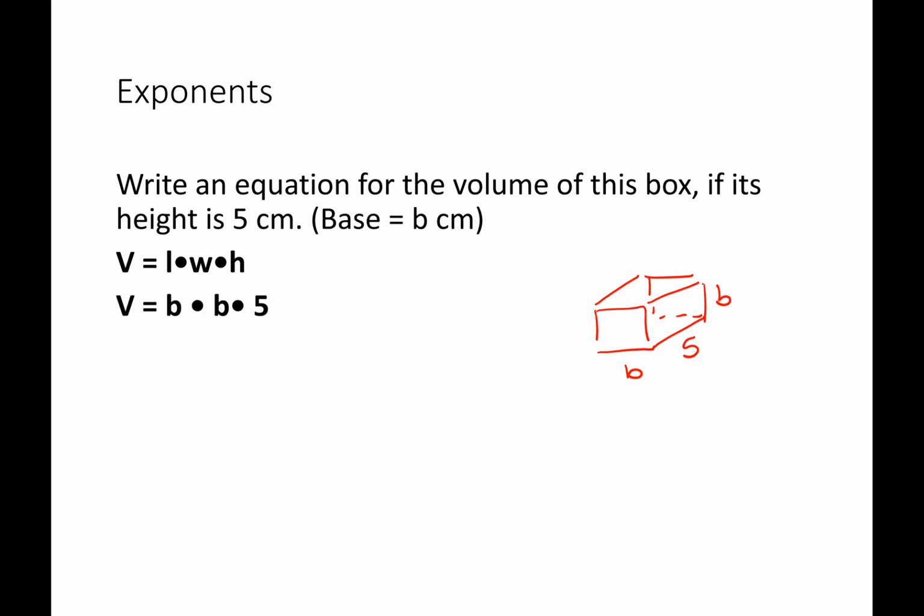Now, how can we simplify this? You guys already know that B times B is B squared. What's the best way to simplify this? Macy? No, it's not 5 to the third power because this is B. This is not 5. So what do we do? Jace, go ahead.